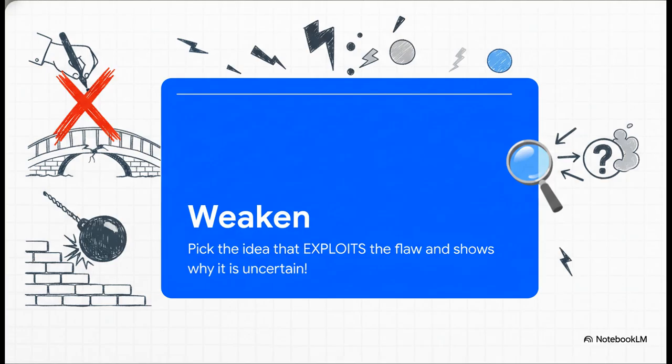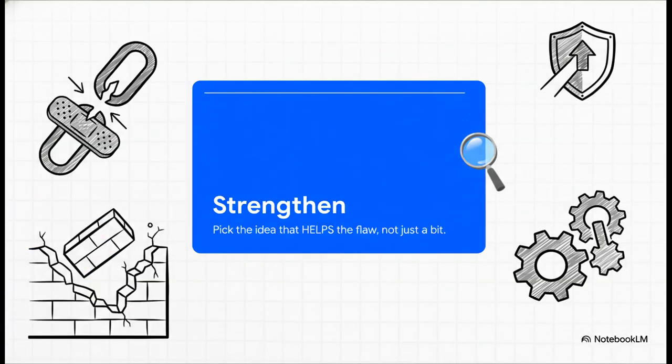Now, what about weaken questions? You do the same thing, find the flaw, but now you go on the attack. You're looking for the answer choice that exploits that weakness, that drives a wedge right into that gap and makes the conclusion look a whole lot less convincing. And as you'd probably guess, strengthen questions are the exact opposite. You find the flaw, but this time you're not attacking it, you're fixing it. You're looking for the answer choice that's like a patch, something that helps bridge that gap and makes the conclusion stronger.